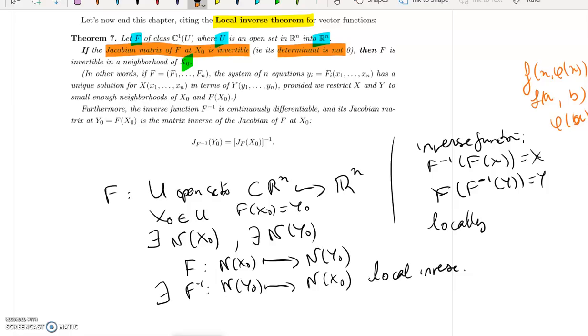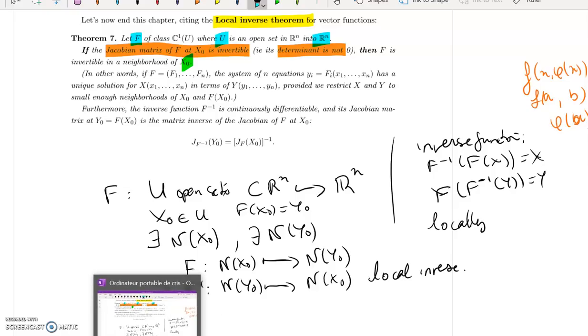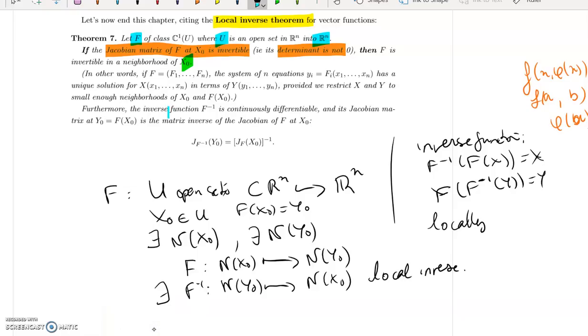And we have some more conclusions to this theorem. It tells you that the inverse function f minus 1 is then continuously differentiable, and its Jacobian matrix at y equal to f of x0 is the inverse of the Jacobian matrix of f. But this we had already stated.